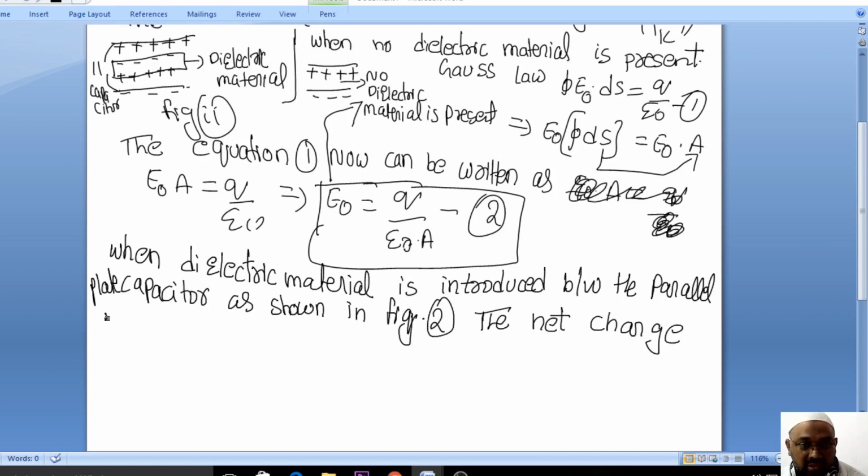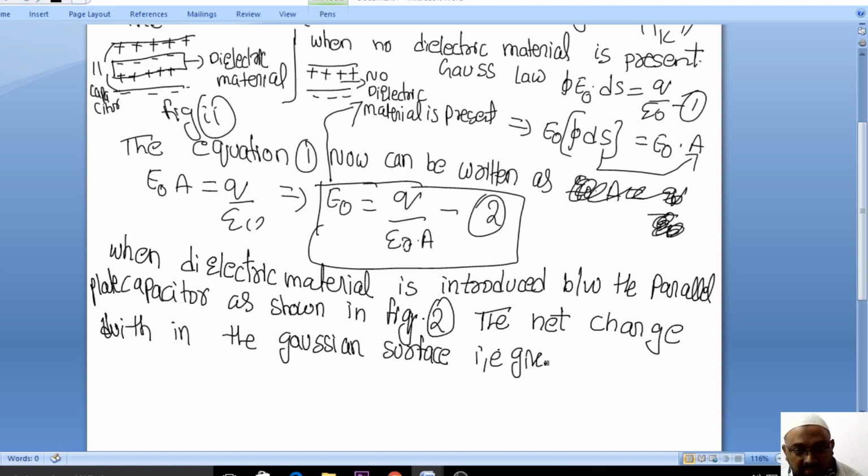The net charge by using the Gaussian surface. We call the region around these charges the Gaussian region. So the net charge within the Gaussian surface is given by Q, what will you write?